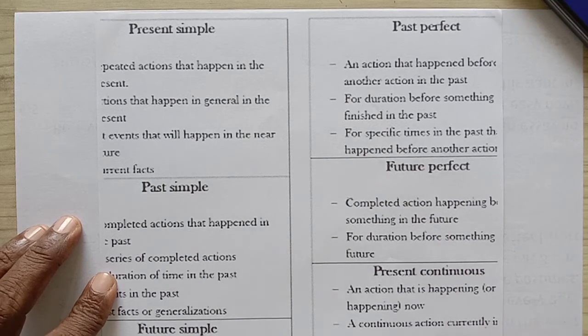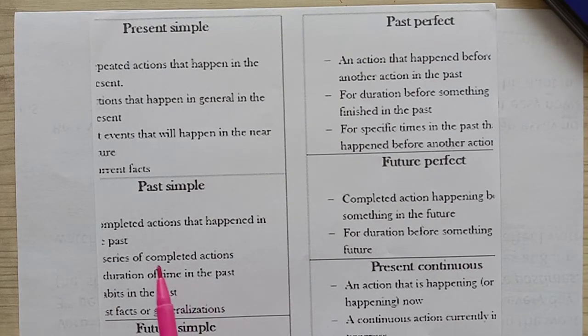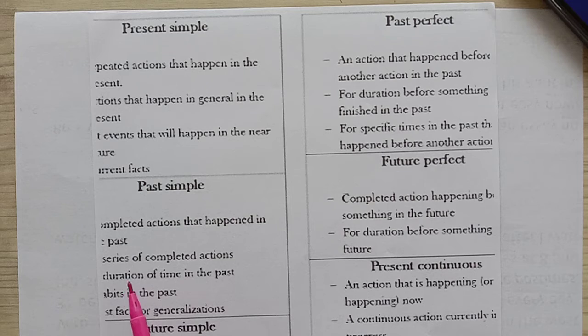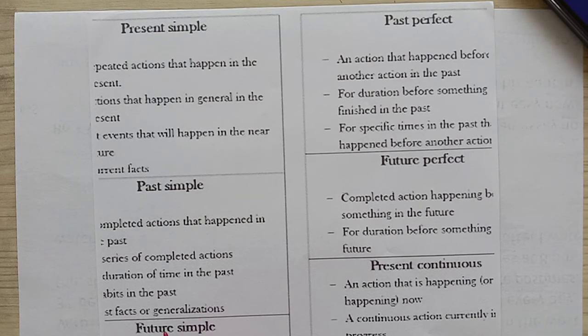Then past simple is used for completed actions that happened in the past, a series of completed actions, duration of time in the past, habits in the past, and generalizations.